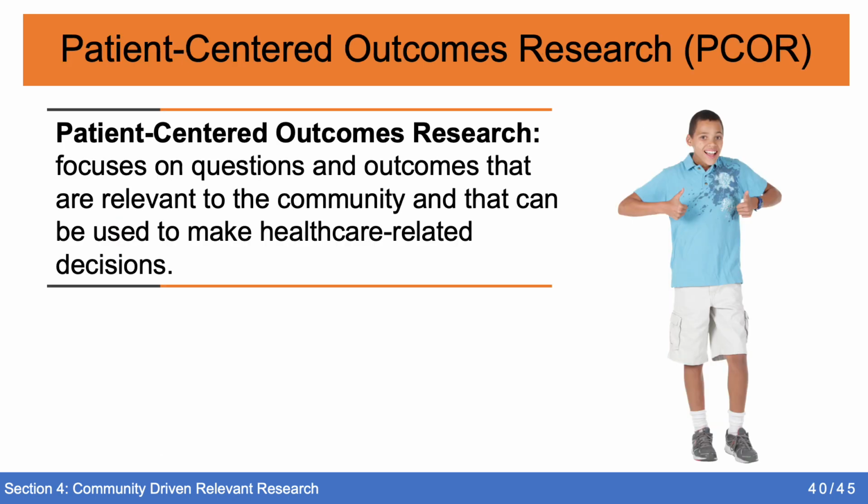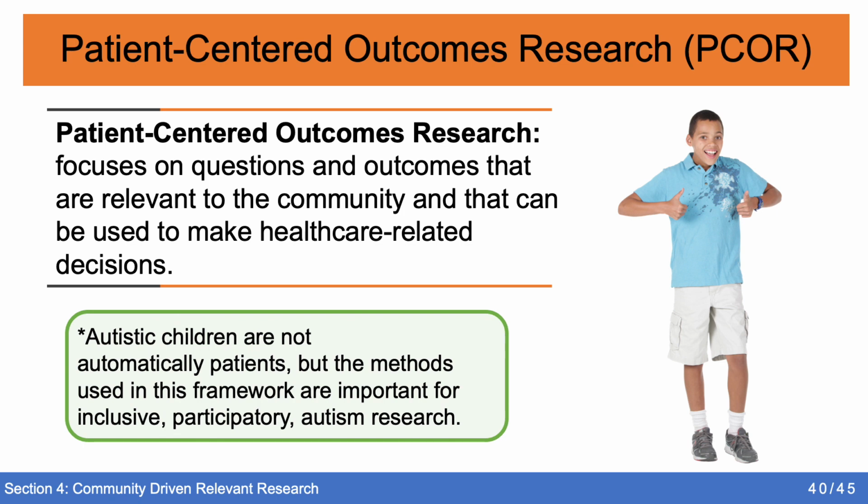We can take this approach one step further towards being inclusive by making the study patient-centered. Patient-centered outcomes research is a term used to describe research that focuses on questions and outcomes that are relevant to the community and that can be used to make healthcare-related decisions. Although autistic children are not automatically patients with an inherited medical disorder that needs to be cured, the general research framework of patient-centered outcomes research can be applied because this type of research can be used to determine the best ways to support autistic children and to help caregivers make decisions for their child.